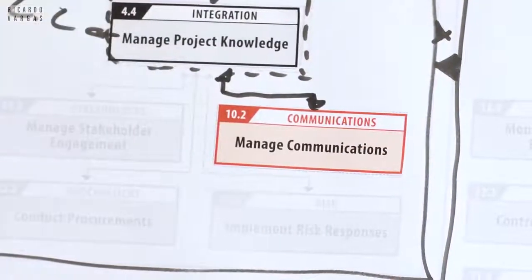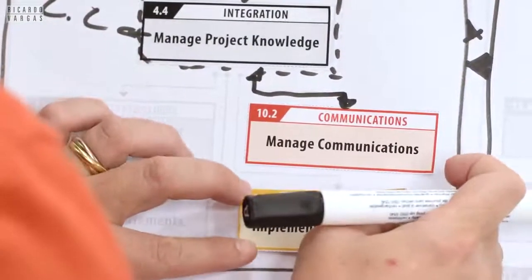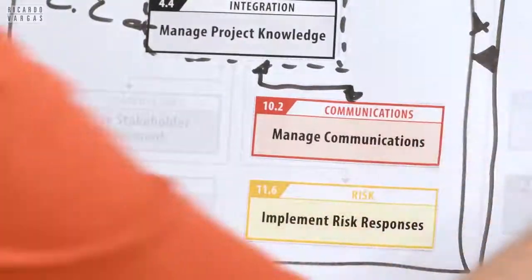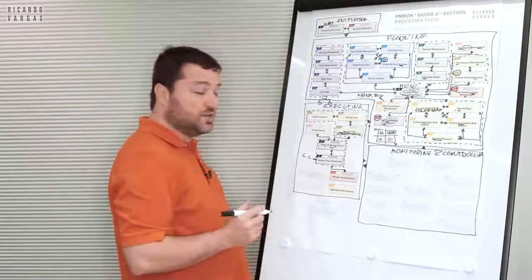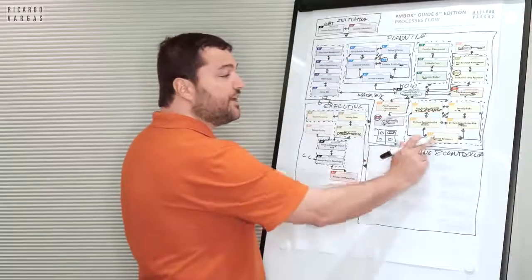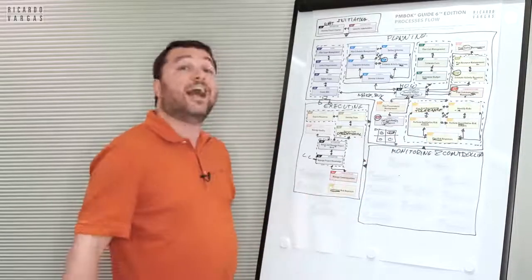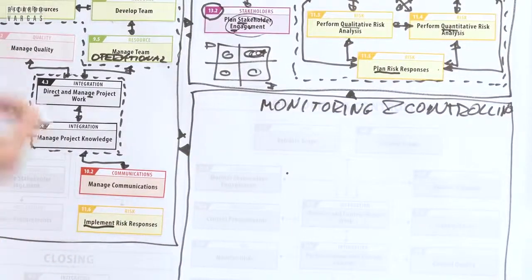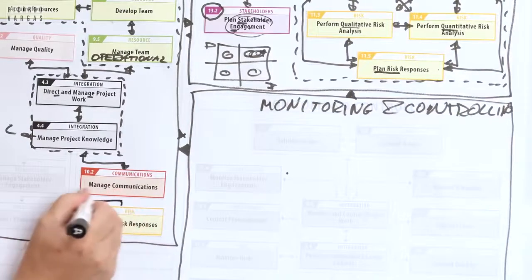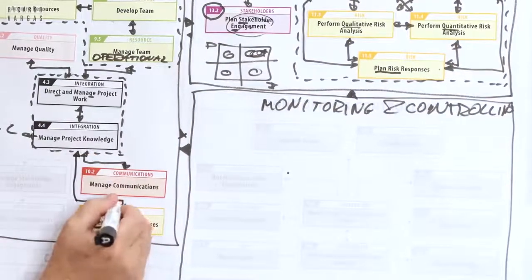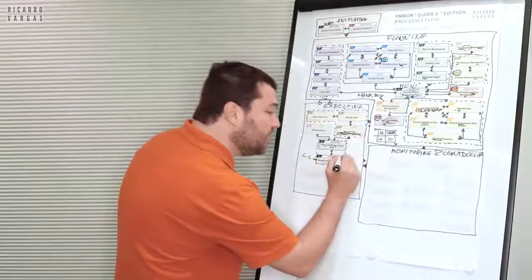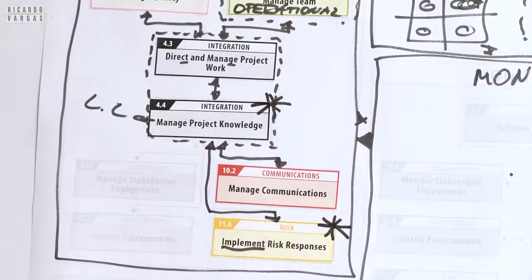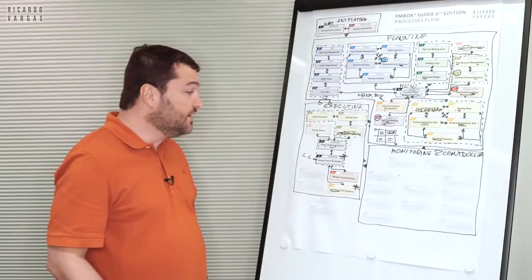Then after that, you need to implement risk responses. Wow, this is new too. This is new because here I'm planning the risk responses. Here I'm implementing. Let's suppose here I plan to buy an insurance. Here I buy the insurance. I'm planning to change something in the scope. Here is where I change things. So these are the actions related to the plans. And one thing, together with the project knowledge, let me put a mark here. These are 2 new processes for the PMBOK Guide 6th edition.